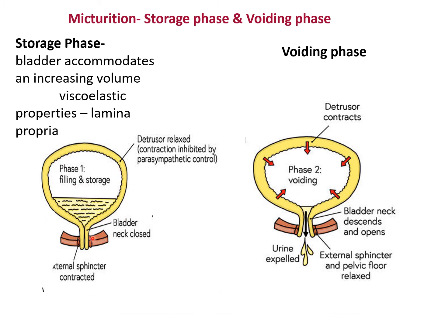For filling to take place, the detrusor should be relaxed, the bladder neck should be closed, and the external sphincter should also be contracted. For voiding to take place, the detrusor should contract and the bladder neck should be relaxed, as well as the external sphincter should be relaxed. Right? Now, how does the voiding reflex take place? Let's start from infants.